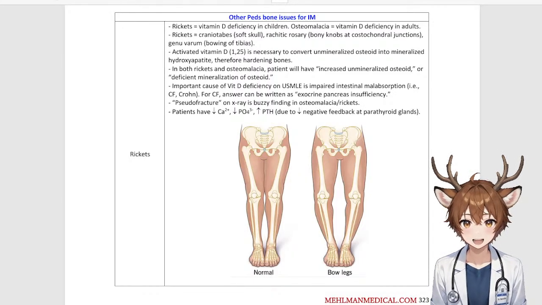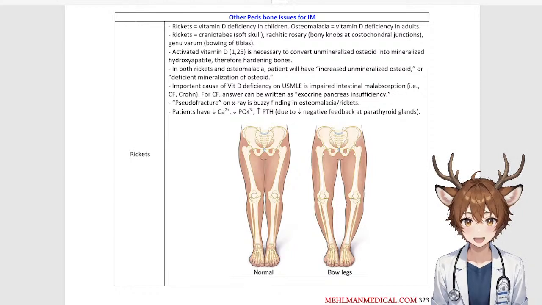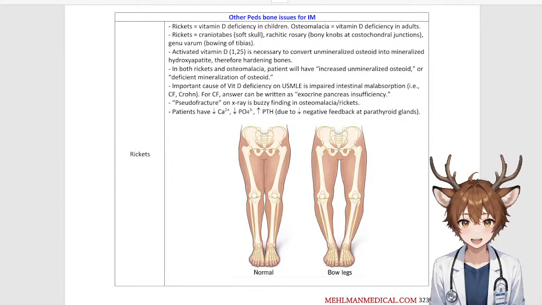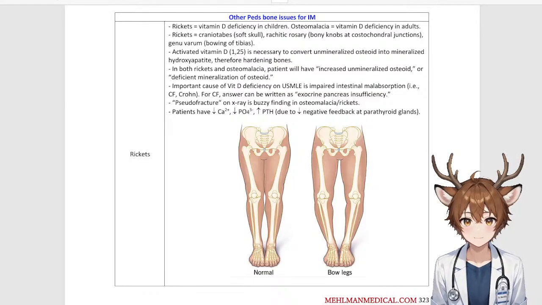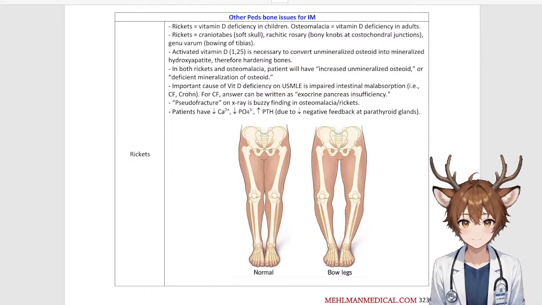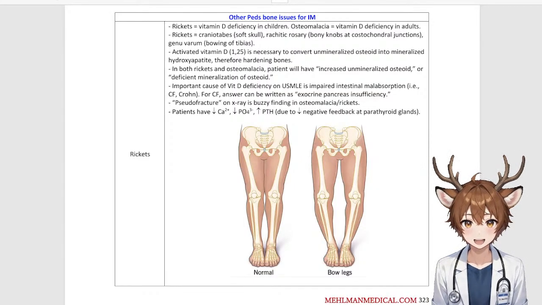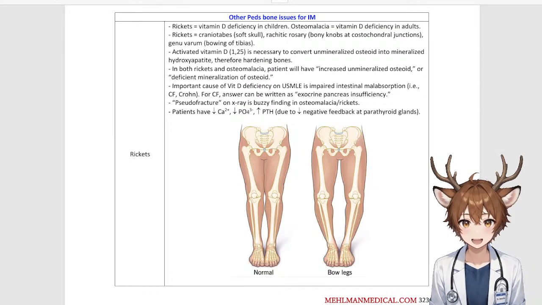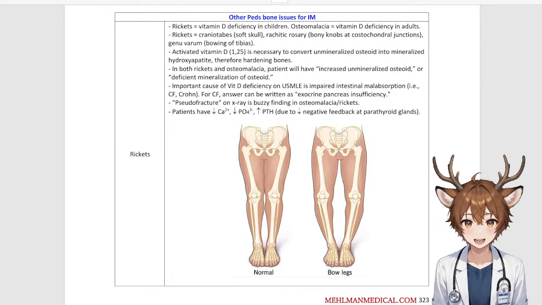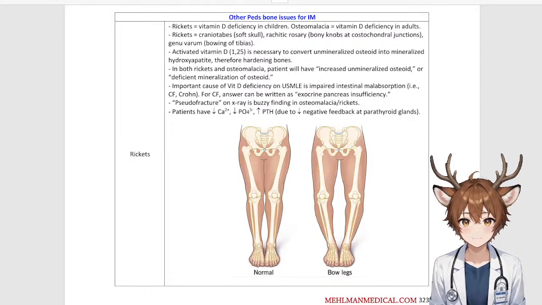Oh no, I mixed it up. Genu varum is when you're bow-legged. Genu valgum is when you're knock-kneed. So this person who has rickets, for example, has genu varum, and so they have bowing of the tibias, bowing of the legs, where you have this sort of knees going outward and lateral.